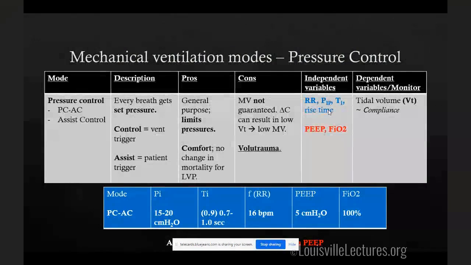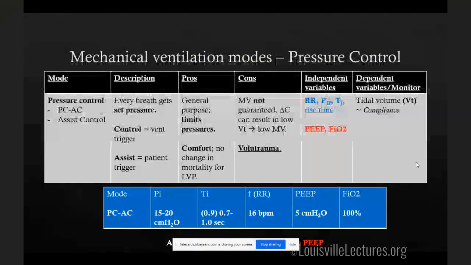We talked about the independent variables here again: respiratory rate, the inspiratory pressure, again, 15 to 20. So this is what you're going to deliver with every breath. And the I time is the inspiratory time. So that's the period of time in which you deliver that pressure. Most of the time you'll shoot for about 0.9 for comfort. Don't worry about the rise time. It's just there as a setting for the fellows, attendings, and the RTs. And again, we have our PEEP.